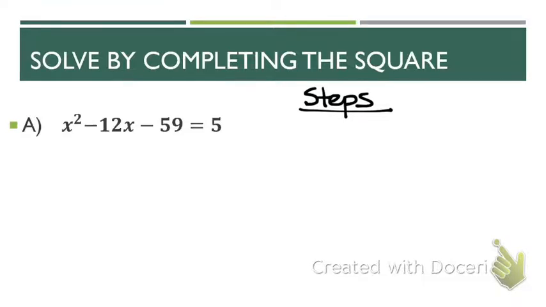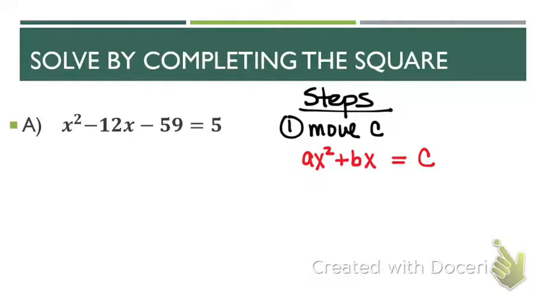Okay, so your first step is going to be to move C. What I mean by that is when you're doing completing the square, you want it to be set up so that you have your ax squared plus bx, and then it should equal C. So that constant needs to go across. This is the only method where it should not equal 0. If you're doing this method, you don't want it to equal 0.